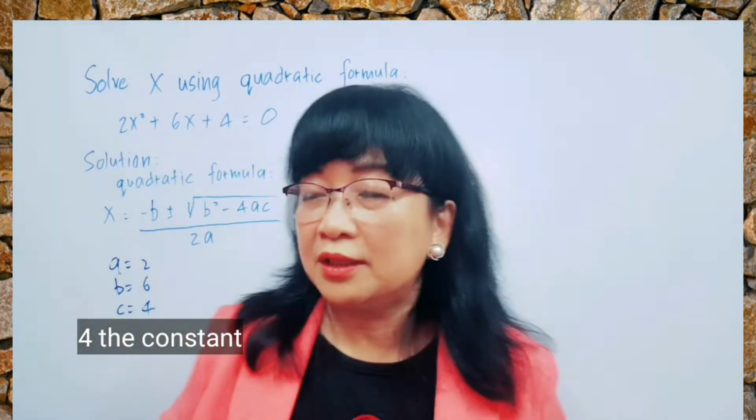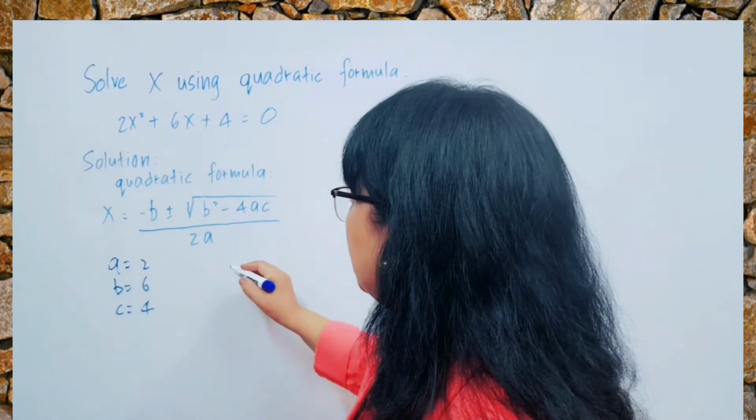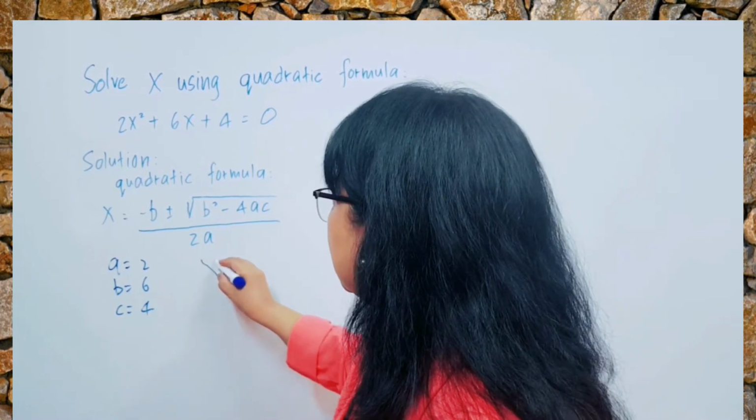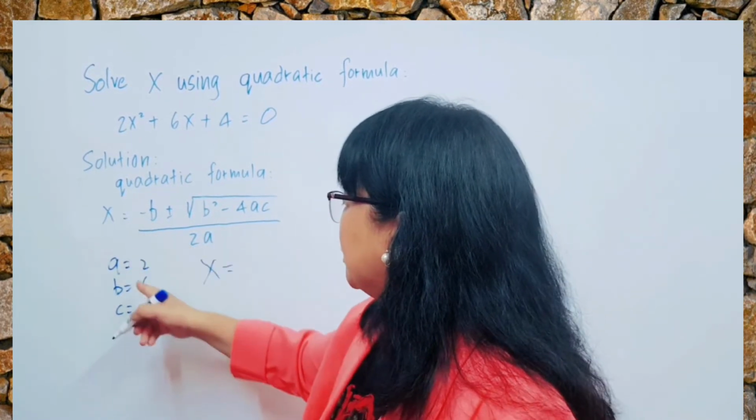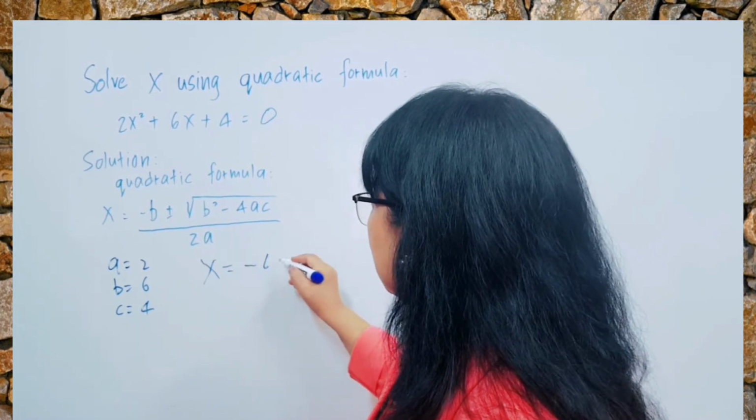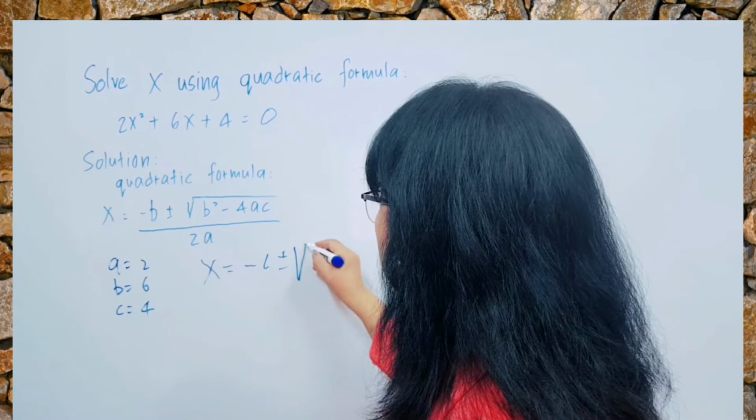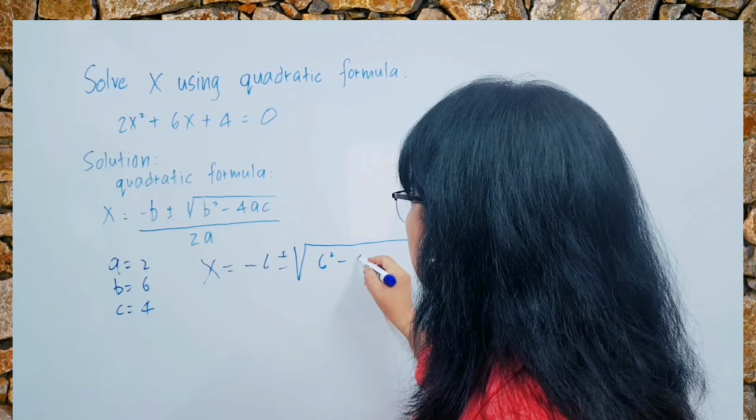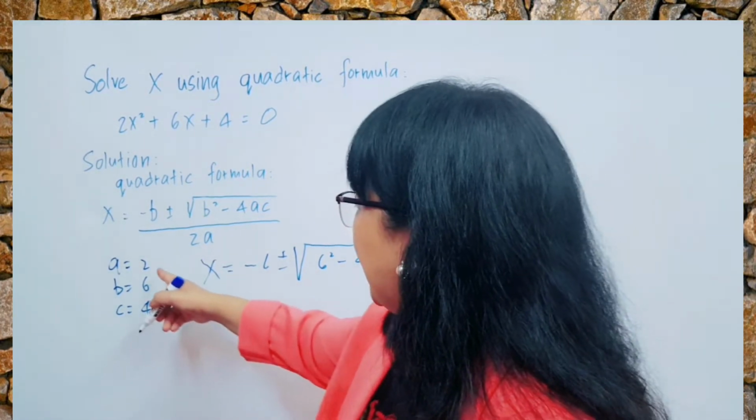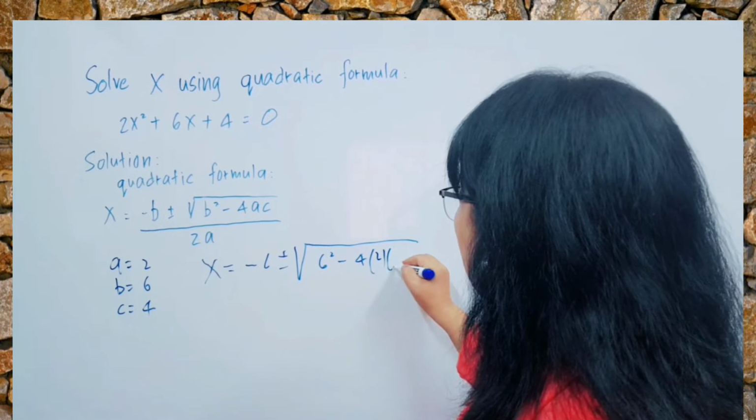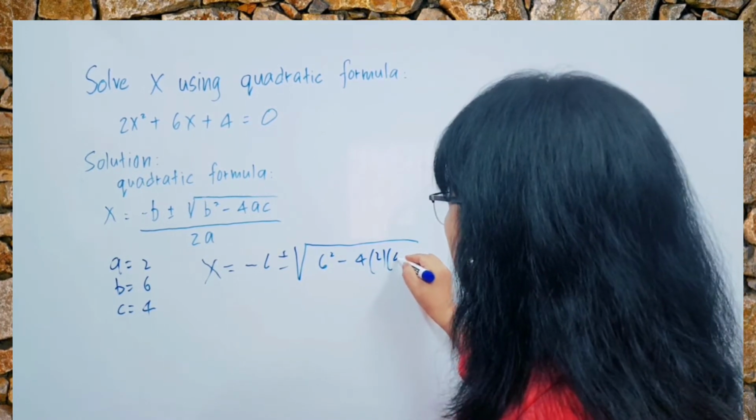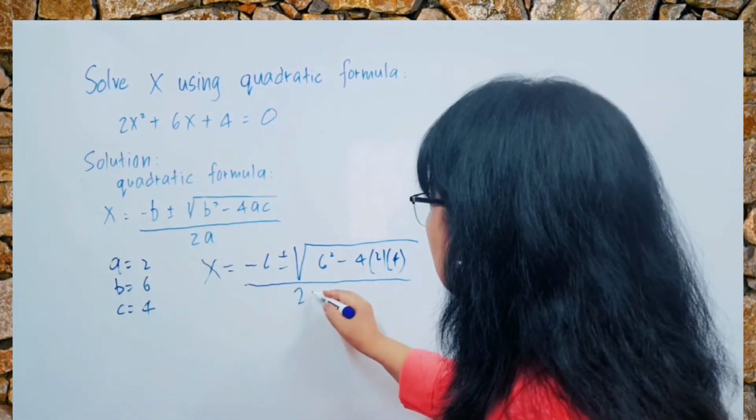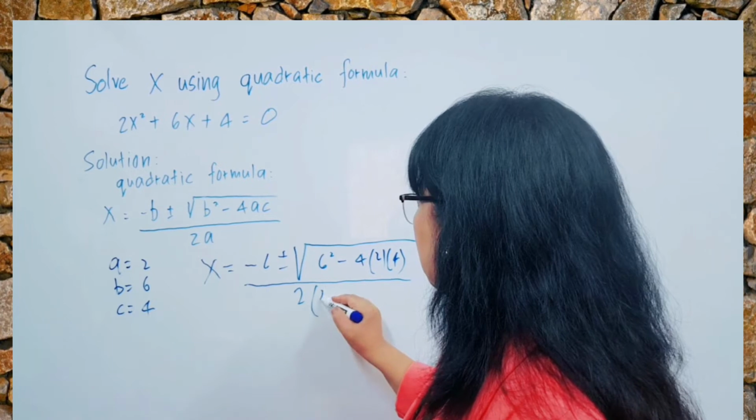Now, meron na tayong A, B, C. So, pwede natin i-substitute na lang dito sa quadratic formula which is equal to X is equal to minus b, which is equal to minus 6, plus or minus b squared, which is equal to 6 squared, minus 4 times a, which is equal to 2, and c, which is equal to 4, over 2 times the a, which is equal to 2.